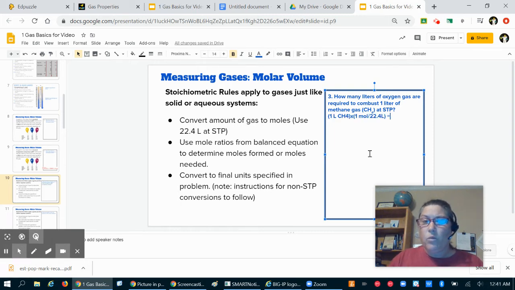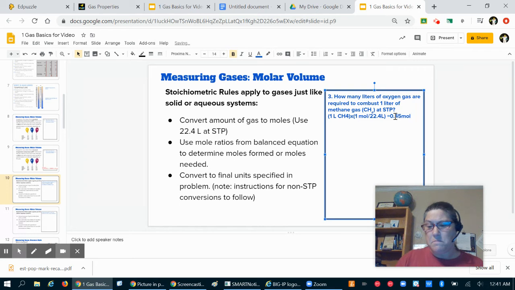So we know that the reaction is taking place at STP. We know that there are 22.4 liters per mole at STP. So if I have 1 liter of CH4 and I multiply that by 1 mole per 22.4 liters, I stick that into the calculator, and I'm going to get an answer of 0.045 moles. Okay, so now I know the number of moles that I'm wanting to react.